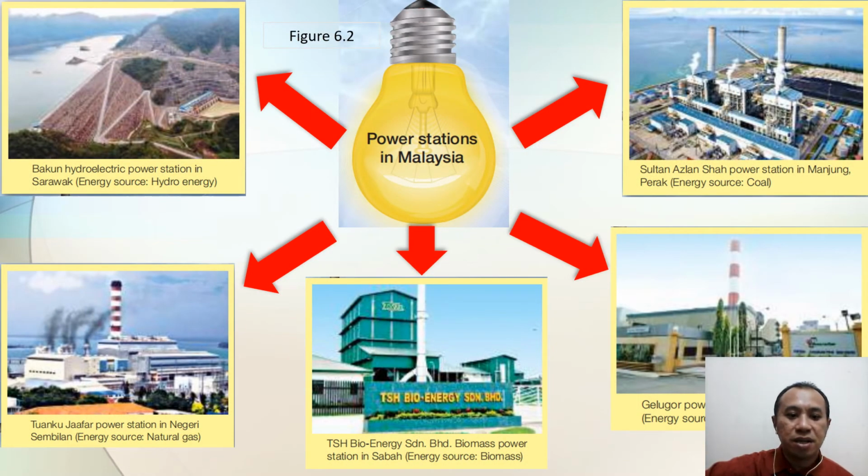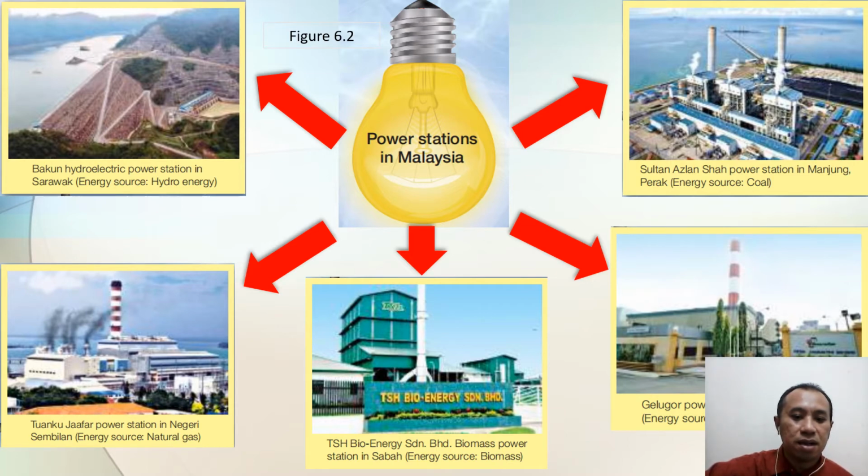Okay, power stations in Malaysia. The first one is Bakun Hydro Power Station in Sarawak. Energy source is hydro energy. Second one is Tuanku Jaafar Power Station in Negeri Sembilan. Energy source is natural gas.